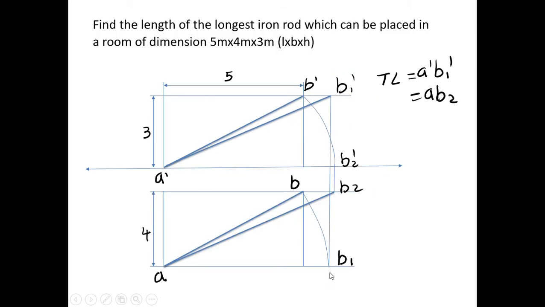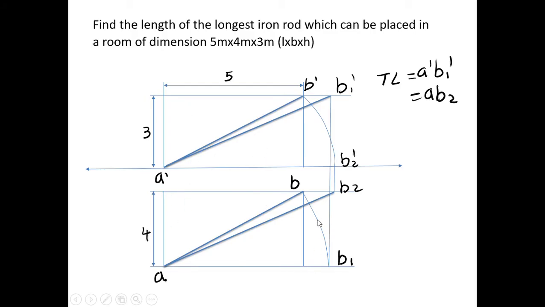So you are drawing the front view, which is a 5 by 3 rectangle, 5 centimeter length and 3 centimeter height, and top view will be another rectangle of 5 centimeter length and 4 centimeter height. So you are drawing the front view and top view of the room.